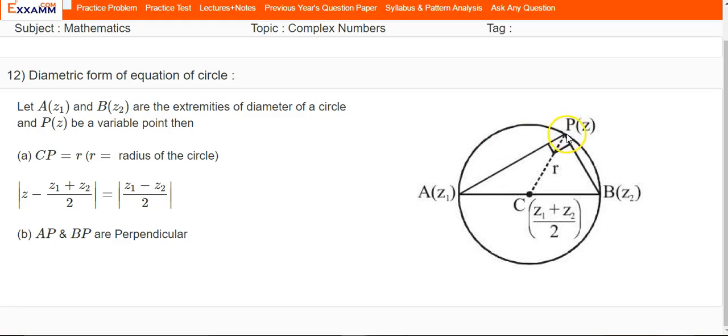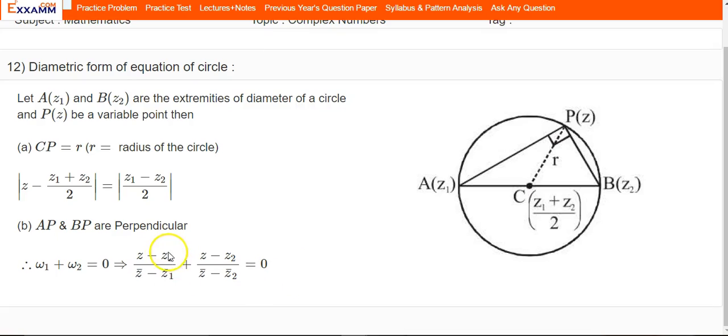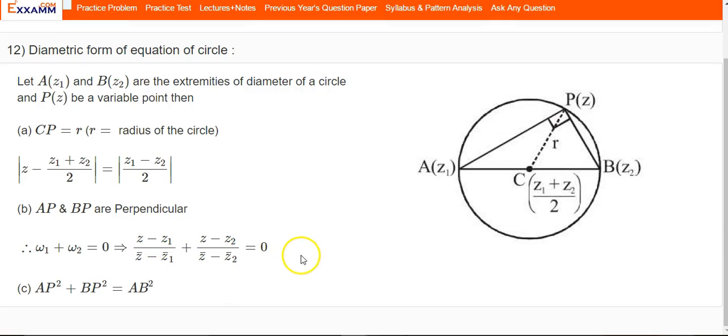Now what is the complex slope of this line? Omega 1 is (z minus z1) divided by (z bar minus z1 bar). And what is the complex slope of this? Omega 2 is (z minus z2) divided by (z bar minus z2 bar). So when we sum these two complex slopes, what do we get? 0. So this is another equation.